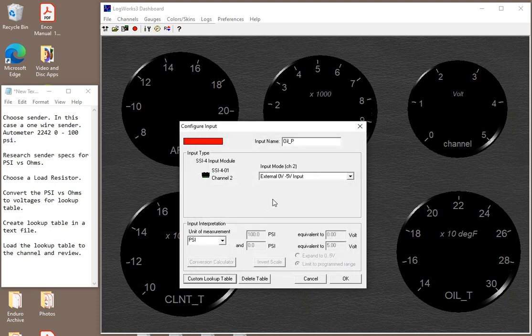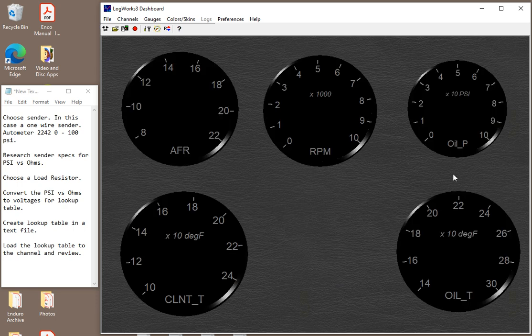Now you can see that our unit of measure is PSI. The gauge reading is from 100 and 0. It's equivalent to 0 and 5 volts. Click on OK, and it's going to repopulate our oil pressure channel. Now it says oil P, and we've got 0 to 100 psi on the gauge face.